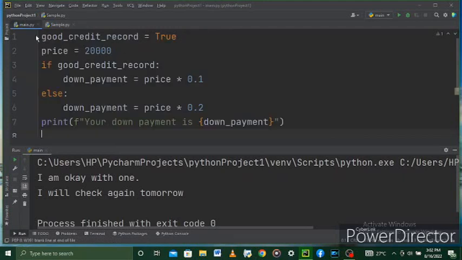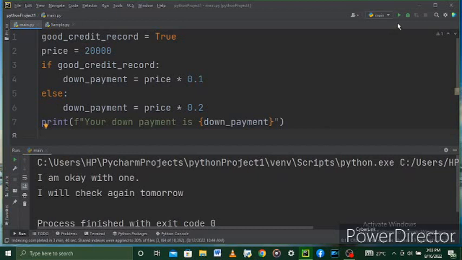Okay, so the first variable we were able to get is good credit record. The good credit record is true, then the price of the house is this. So if this good credit record is true, the down payment is the price times 10%. 10% is 0.1. Else, if the person does not have a good credit record, in case we change this one to false, this is what is going to be applicable. So whichever one is applicable, the down payment will be displayed to us.